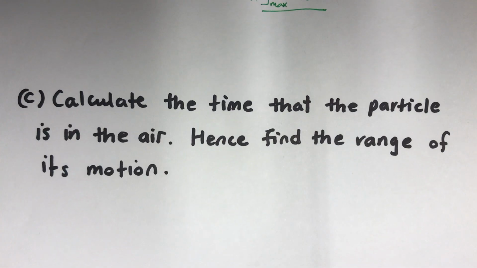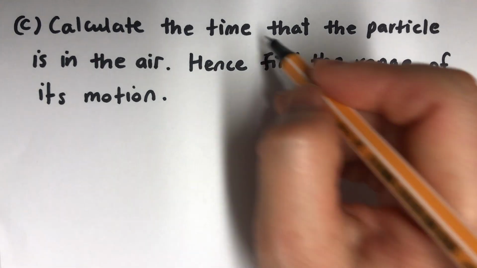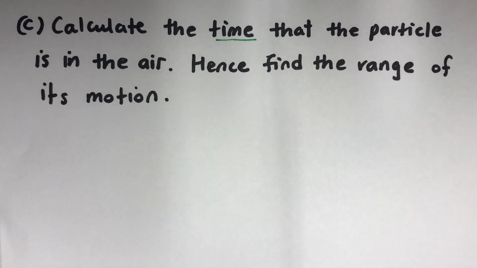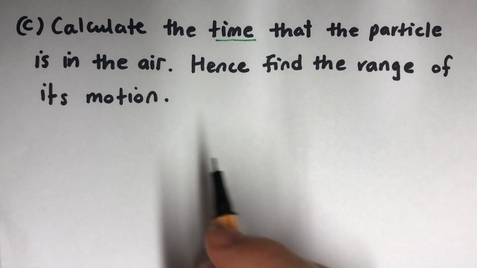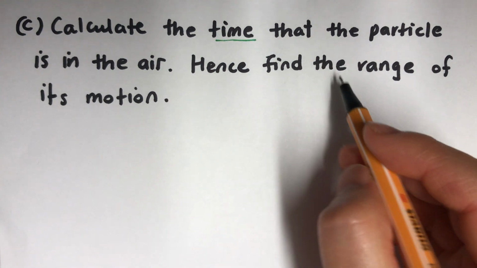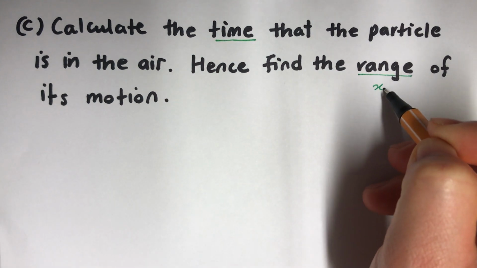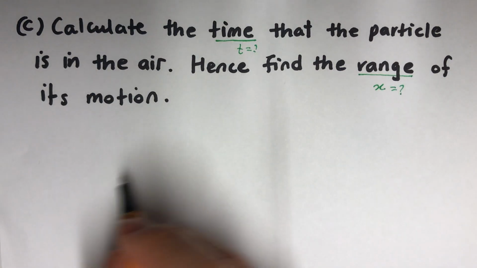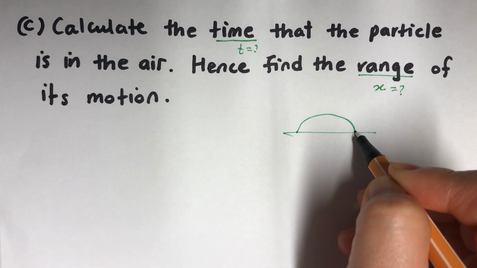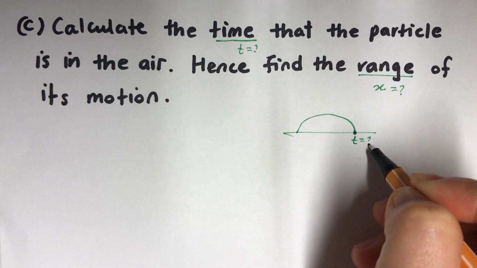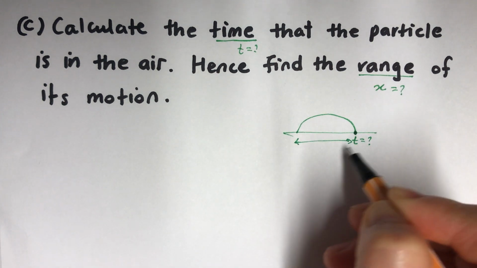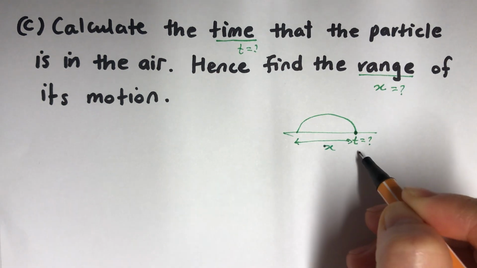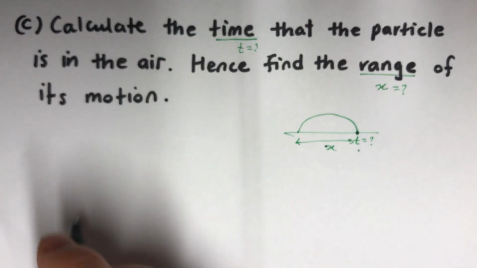Okay, next one, calculate the time that the particle is in the air. So now this is really the whole motion completed. So it's a time of flight, and hence find the range, the x of the motion. So that's where we want to find the time here right now, and also the x up to here. Okay, so let's have a look.